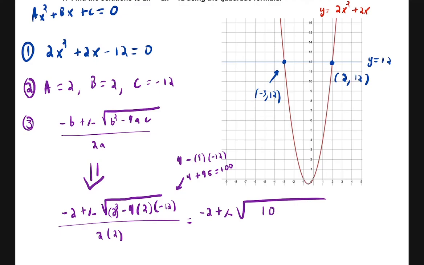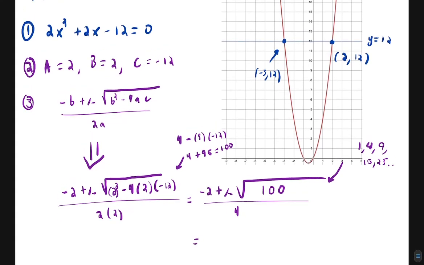All of the ones you do today will have a perfect square in the radical. So everything here is going to be like 1, 4, 9, 16, 25. They're all going to be perfect squares today. No longer after that, though. Divided by 4, we're going to have negative 2 plus or minus 10 over 4.